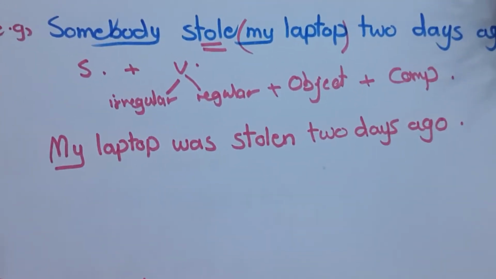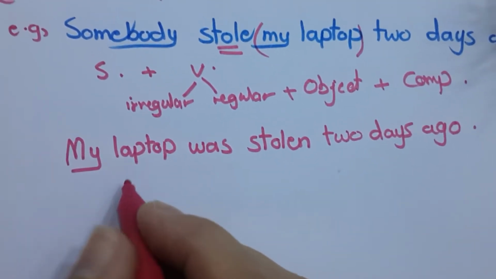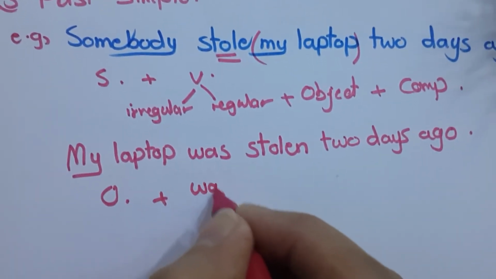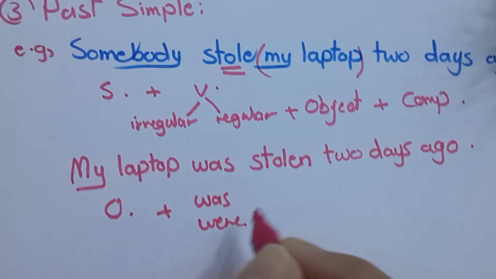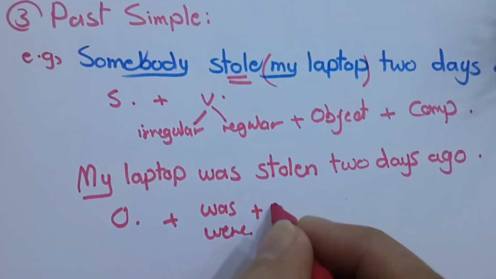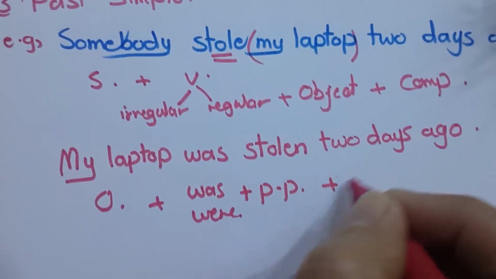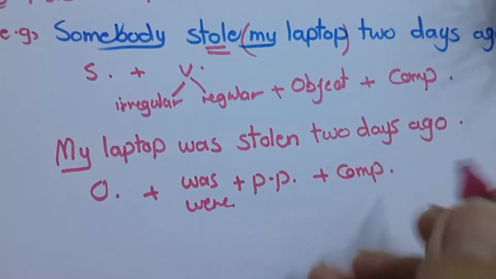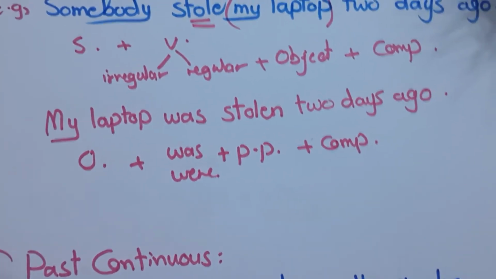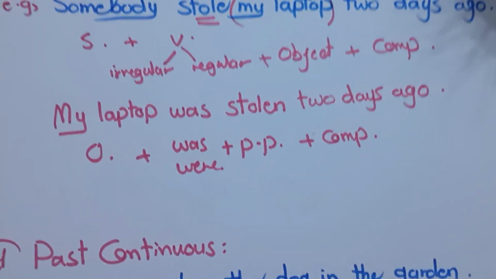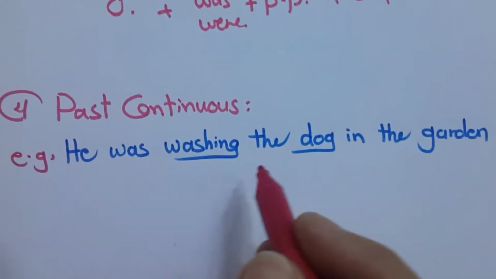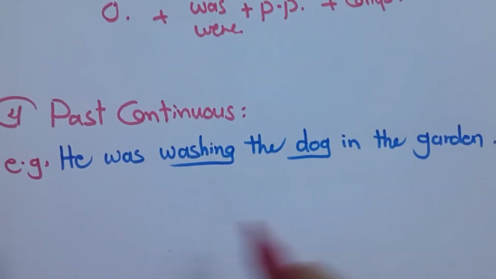So now we can put a rule. Object followed by was or were according to the object, if it's singular or plural. Then past participle and then a complement. Sometimes it contains the subject of the main sentence preceded by by. Past continuous: He was washing the dog in the garden.